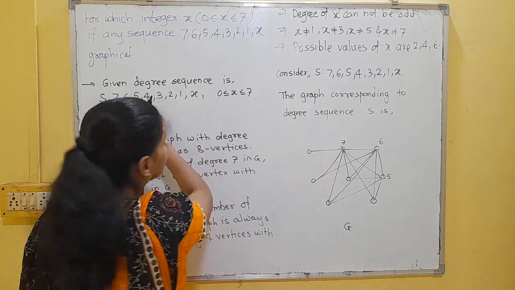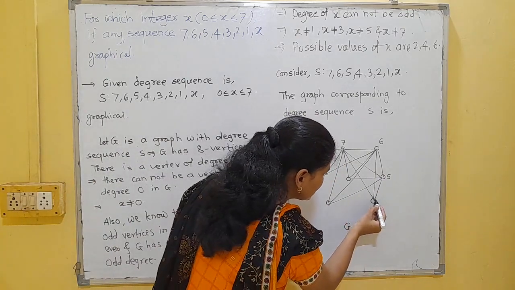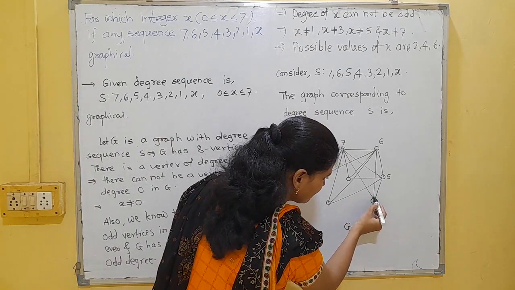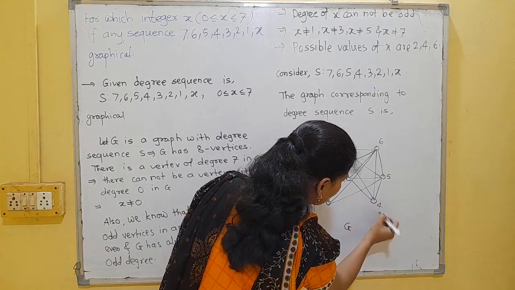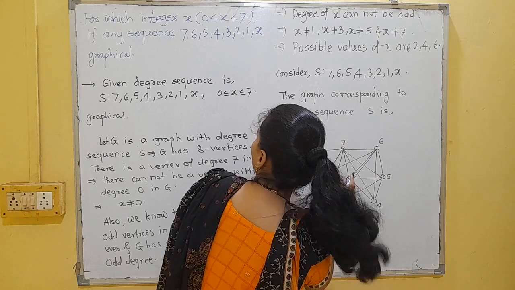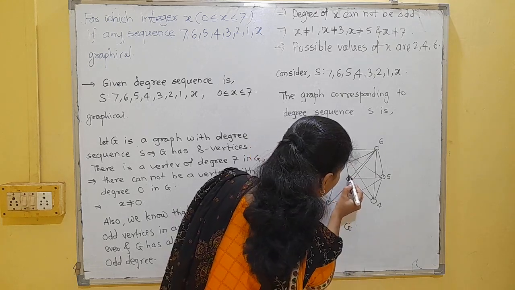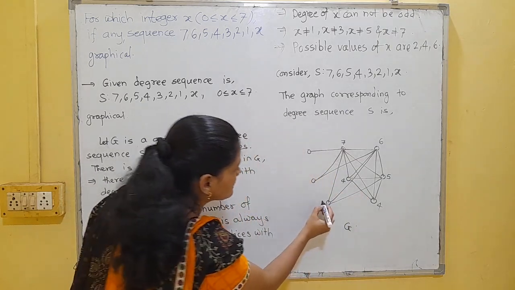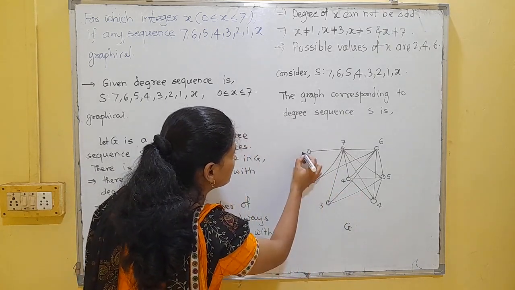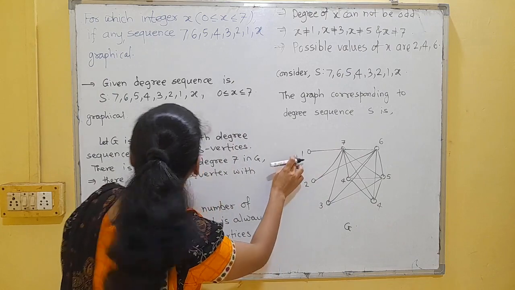Also there is a vertex with degree 4. If we consider this vertex, it has degree 1, 2, 3. So by joining these two, this vertex has degree 4, and I have written here 4. This is a vertex with degree 3, this one degree 2 and this one degree 1.